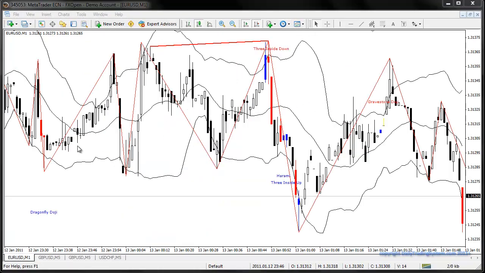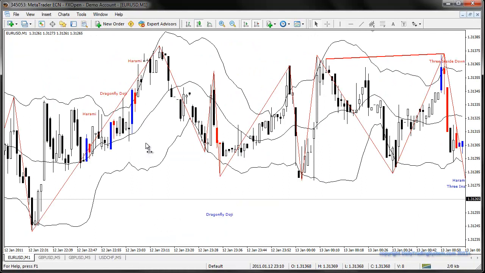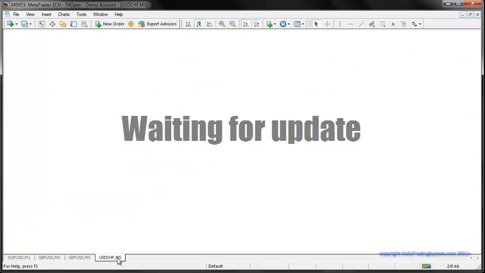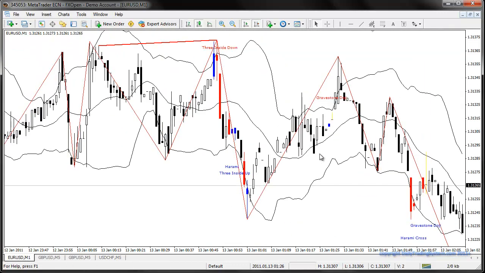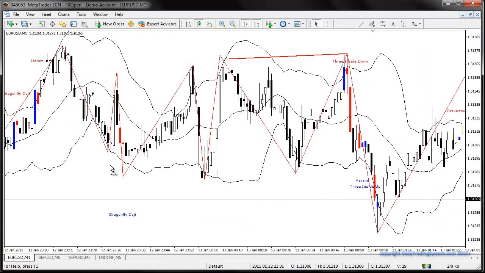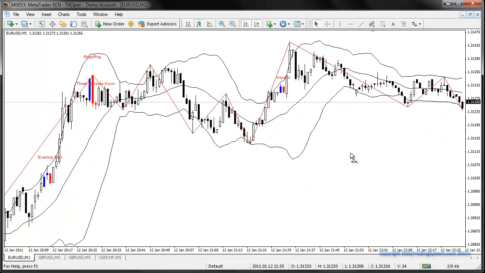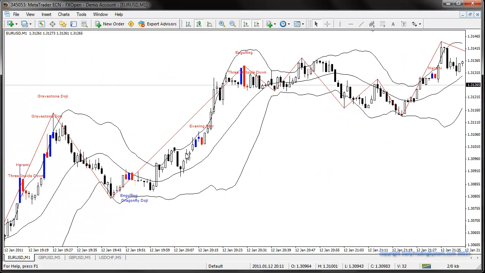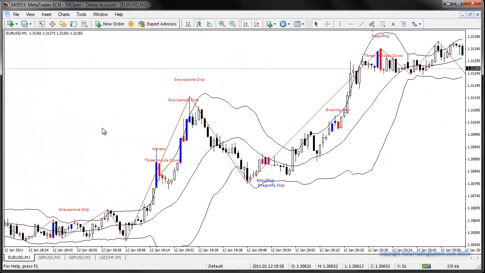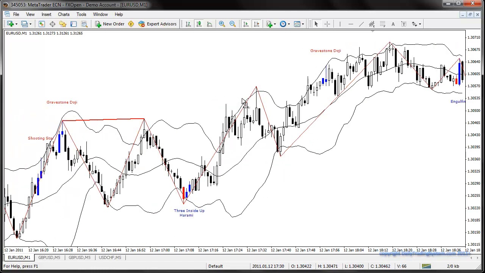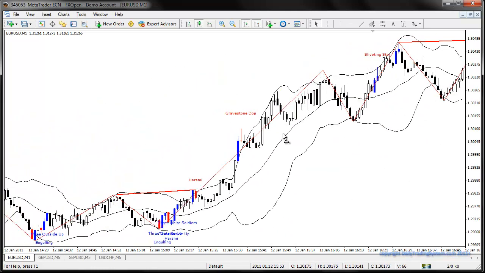Oh, well, unfortunately, I'm unable to find any more, and my chart has stopped updating itself. I can't get any more data on the chart, so I'm not sure if it's my internet connection that's just gone off, which always happens when you're trying to show things. But anyways, I'm using the 1 minute time frame here.